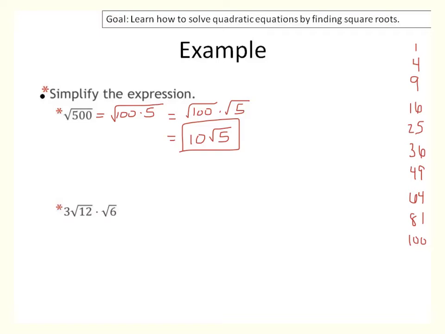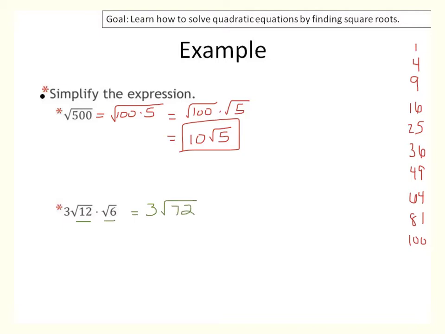So looking at 3 square root of 12 times the square root of 6. You could simplify them both individually, or in fact you can multiply them together and then simplify. Let's go ahead and multiply these together. So this is going to be 3 square root of 72.